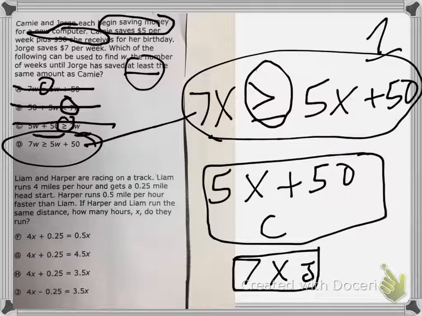All right, moving on to problem number 2 here. It says Liam and Harper are racing on a track, and Liam runs 4 miles per hour and gets a 0.25 mile head start. Harper runs 0.5 or 5/10 miles per hour faster than Liam. Okay, so if Harper and Liam run the same distance, how many hours X do they run?